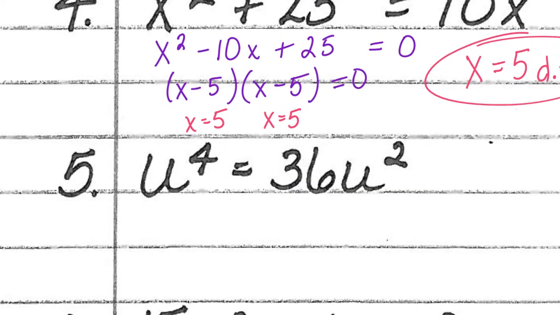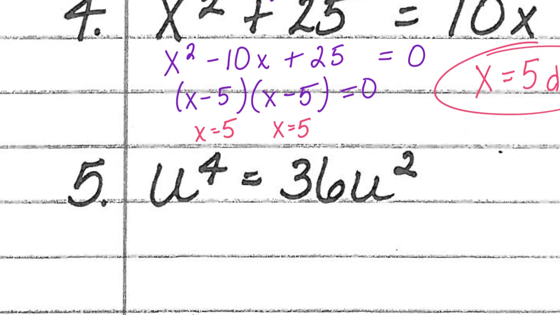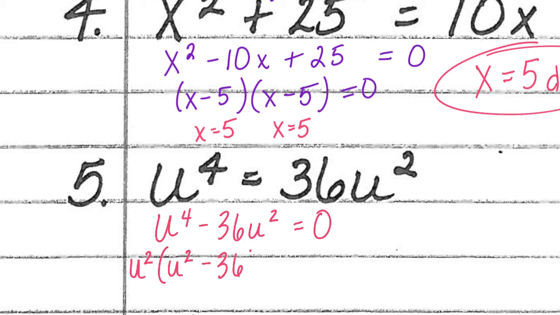All right, one more in solving. u to the 4th equals 36u squared. The first thing I want to do is make it equal to 0. So I have u to the 4th minus 36u squared, because I'm just going to get that over by subtracting. And now we have to work on factoring. I can take out a u squared first. We always forget to take out the GCF. And u squared minus 36 can continue to factor to be a plus and a minus.